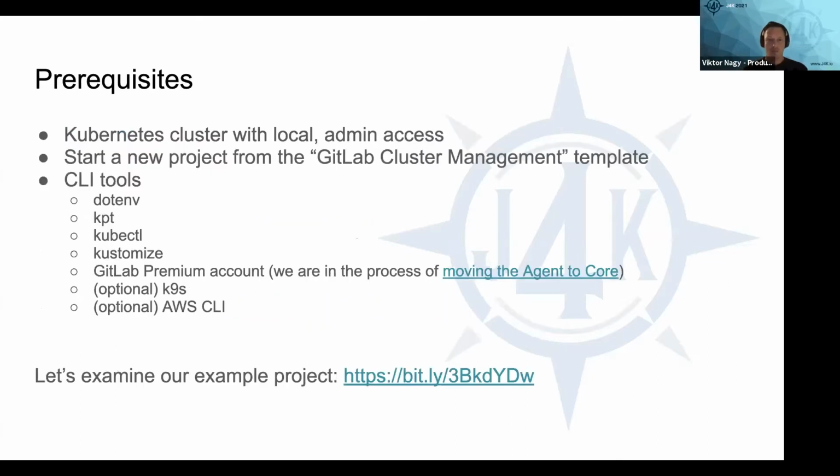So prerequisites for this, there are quite a few. First of all, you need a Kubernetes cluster that you have local access to, probably admin access, preferably. And you should start a new project. I recommend starting with the GitLab cluster management template. I will show you where it is if you don't know what this means. And finally, you will need a bunch of CLI tools. I will speak shortly where we use each of these if you're not familiar with them.